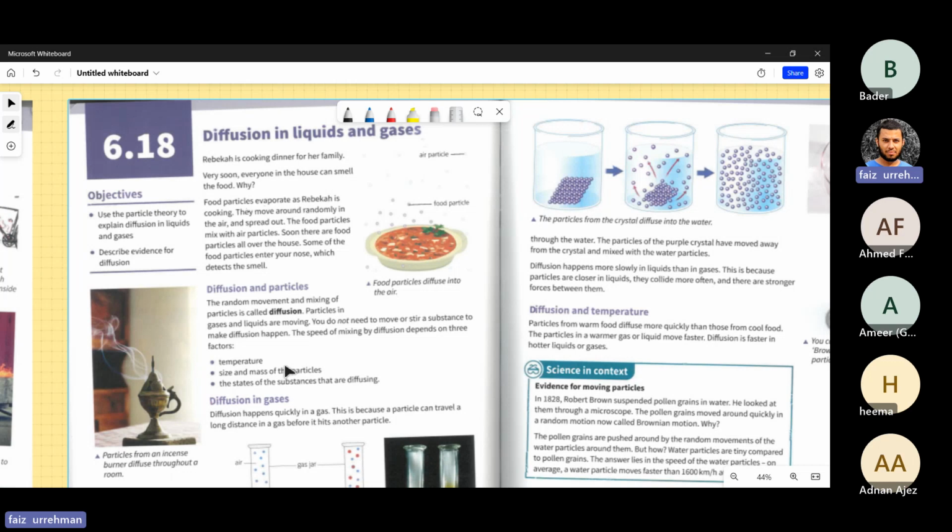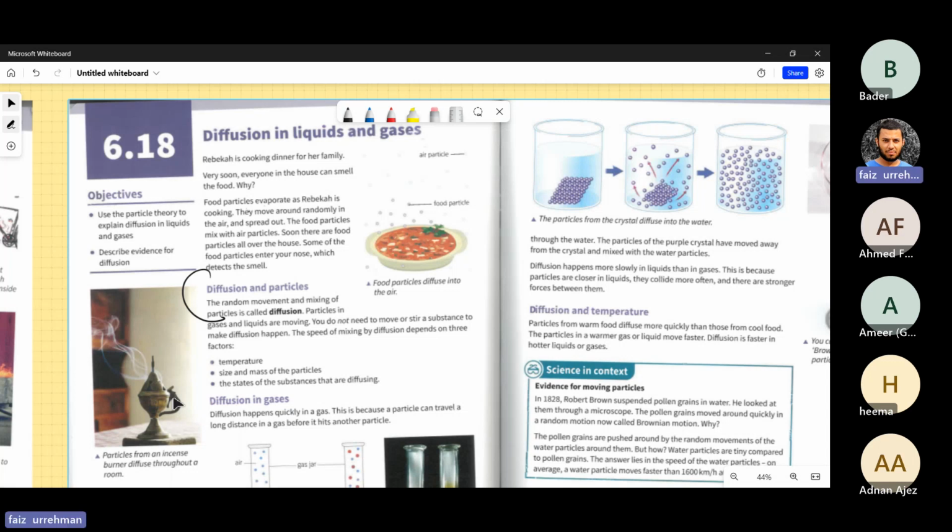That's what we are studying here, diffusion. Food particles diffuse into the air. They get mixed and spread in all directions. The random movement and mixing of particles is called diffusion. Particles in gases and liquids are moving. You do not need to move or stir a substance to make diffusion happen.